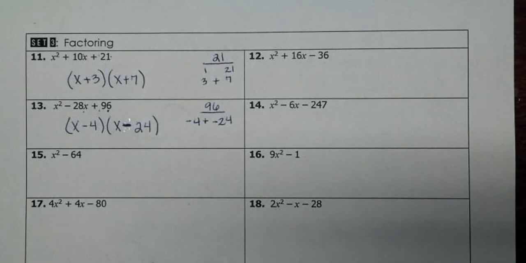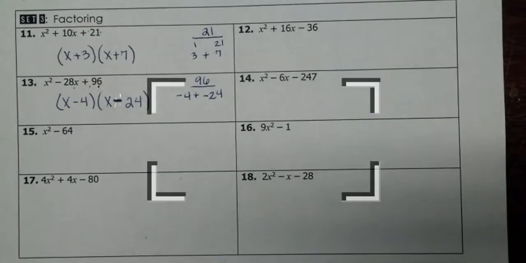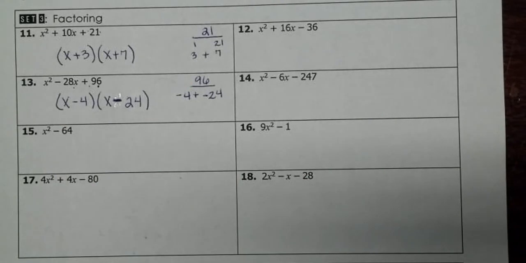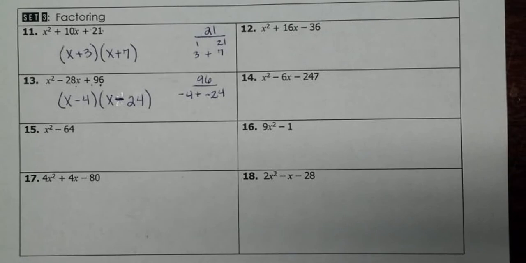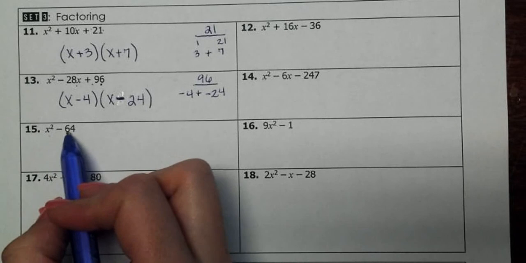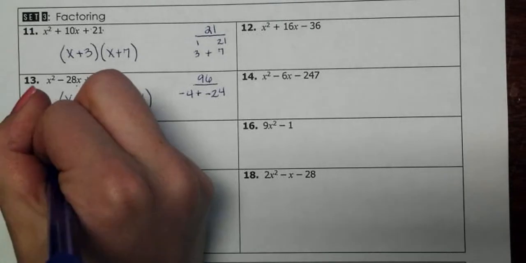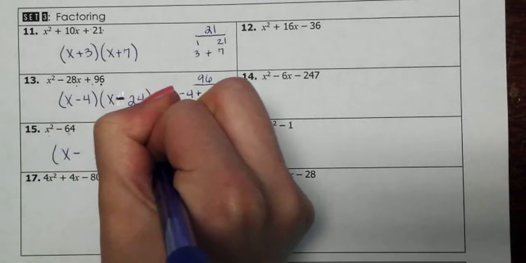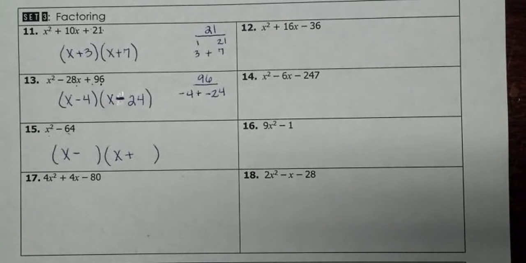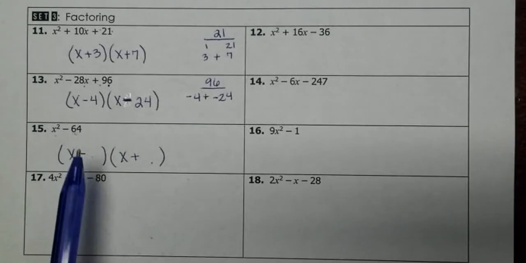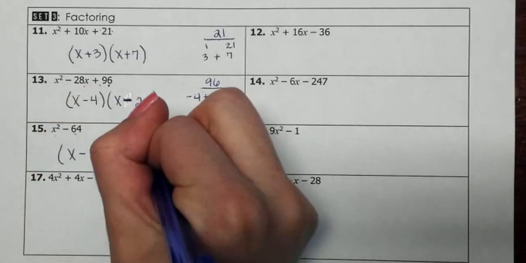Okay, so let's look down at number 15 now. Now I don't have a middle term like I had on those. I only have two terms there. This is called the difference of squares. You've heard of this before. This is a perfect square and this is a perfect square. So what is the square root of 64? Should be 8. So you're going to have two factors that look like this: x minus a number and x plus a number. It's always going to be minus and plus with the difference of squares. And the number that goes here is the square root of your constant. The square root of the constant is 8. So it's x minus 8, x plus 8.